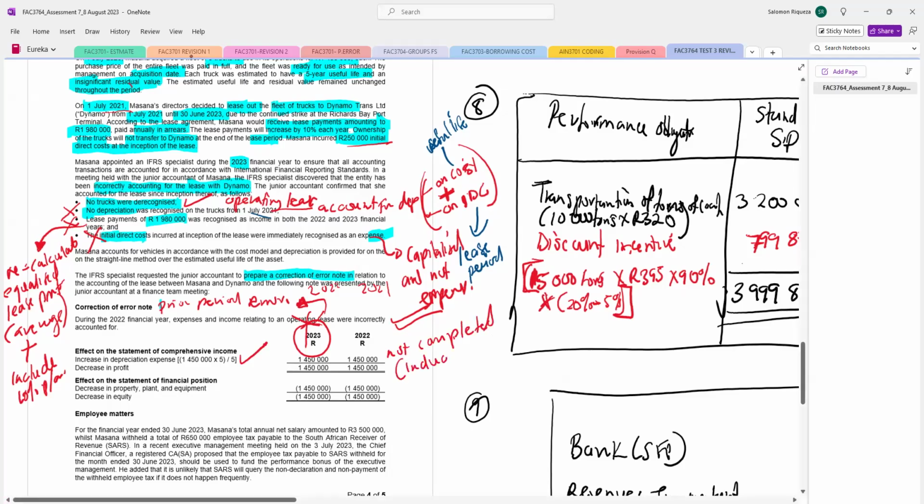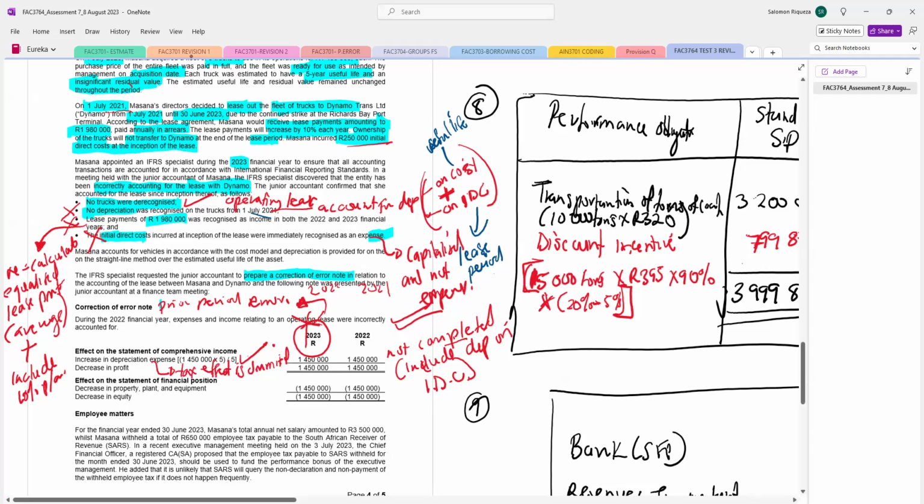Remember, there must be depreciation also. Include depreciation on initial direct cost as well. And I think I explained here over the lease period. It should also be included. So that one is not included. It is correct, but it's not complete. They have to include this as well. Then if there is an increase in depreciation expense, there's going to be a decrease in profit. That is correct. Tax is missing. So tax effect is omitted. There was supposed to be tax in between as well, the effect of tax.